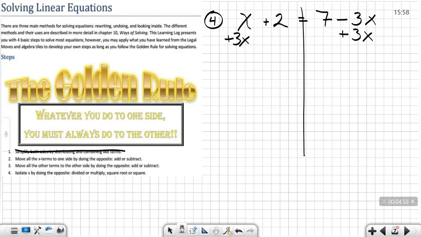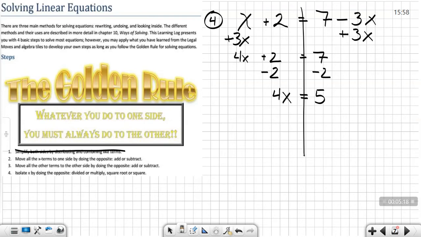It's not wrong to subtract x. I just find that you might make more mistakes with negatives at that point. This gives me 4x plus 2 equals 7. And then I'm going to move all my non-x terms to the other side by subtracting 2 from each side. All right, giving me that 4x equals 5.